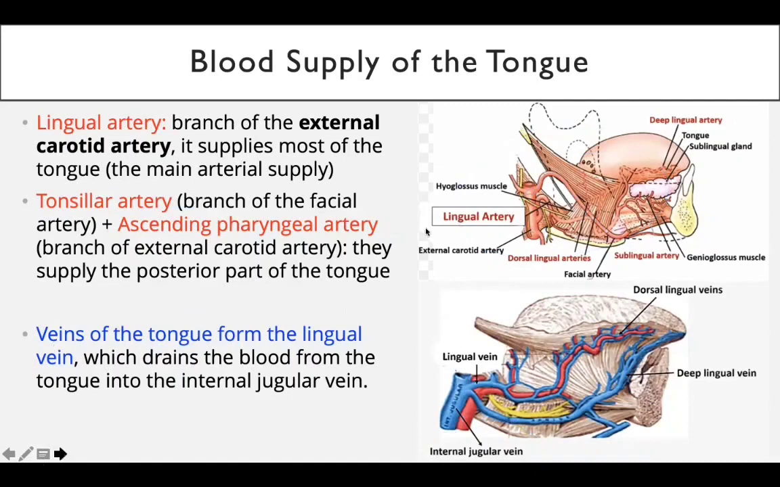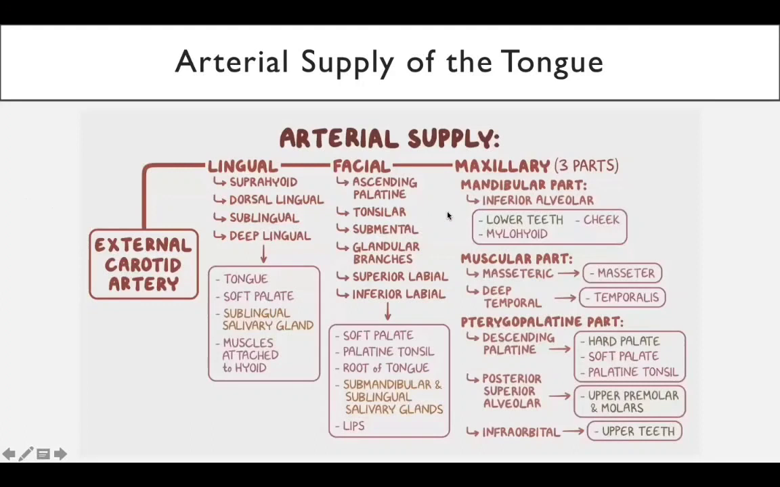Let's go to the next slide. So if anyone wants to remember this arterial supply, this is an extended version of the arterial supply. This is why this is important, because a lot of important arteries are here. For example, the external carotid artery. The external carotid artery has three parts which supply the tongue: lingual, facial, maxillary, and then there is the mandibular part. Lingual, we have known that the main majority of the arterial supply of the tongue is by the lingual artery, and it has four divisions: suprahyoid, dorsal lingual, sublingual, deep lingual.